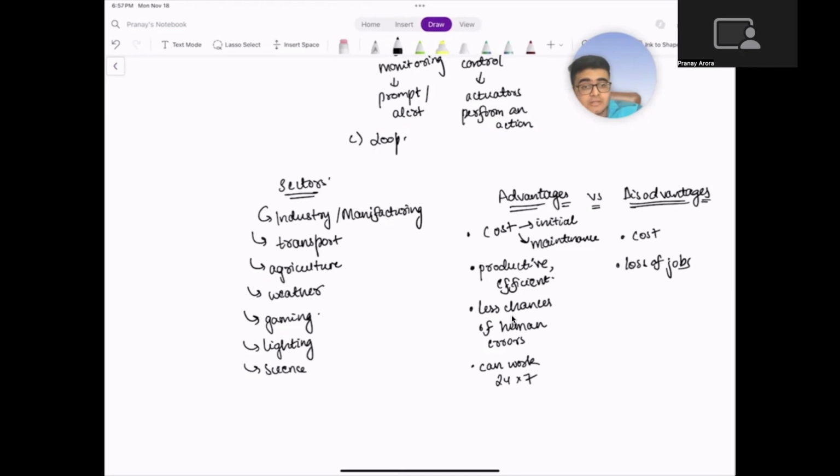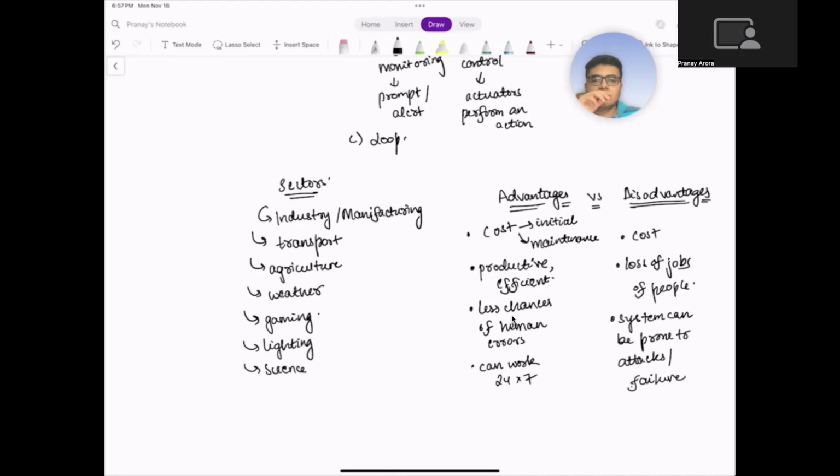Robots will take over the jobs of people, causing loss of jobs, or you can say unemployment, right? You can talk about unemployment. The system can be prone to attacks, or you can say system attacks, or system failure.